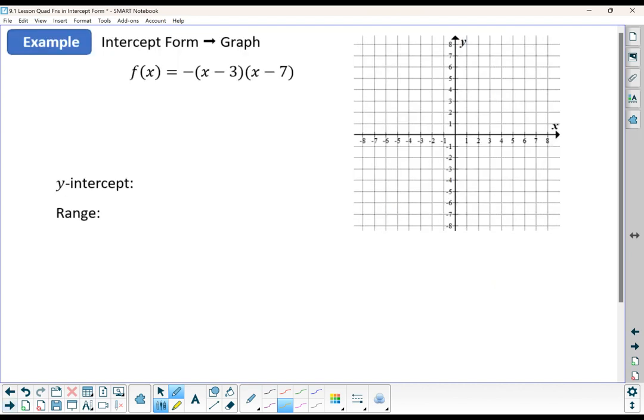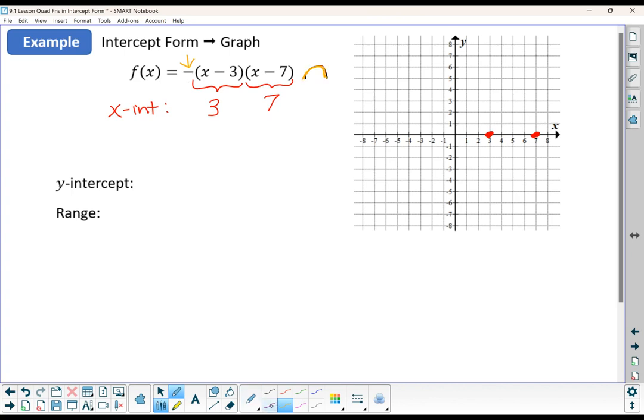Let's see. Here we go. So we want to start with this intercept form and sketch the graph. So we see that we have a factor of x minus 3, and that means we're going to have an x-intercept at 3, positive 3 here. And we have what we can see is a factor of x minus 7, and that means we're going to have an x-intercept at positive 7. So we have two x-intercepts for our parabola. The negative here does tell me that my parabola's shape is going to open downward. That's what that minus right there tells me, that it's going to be reflected.